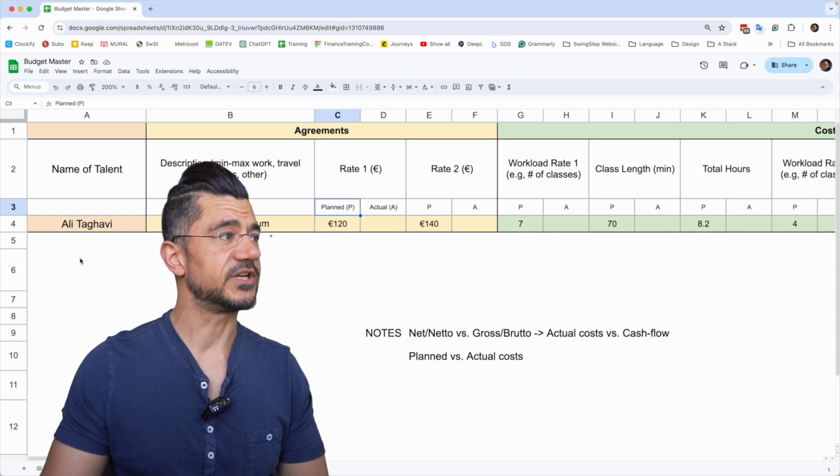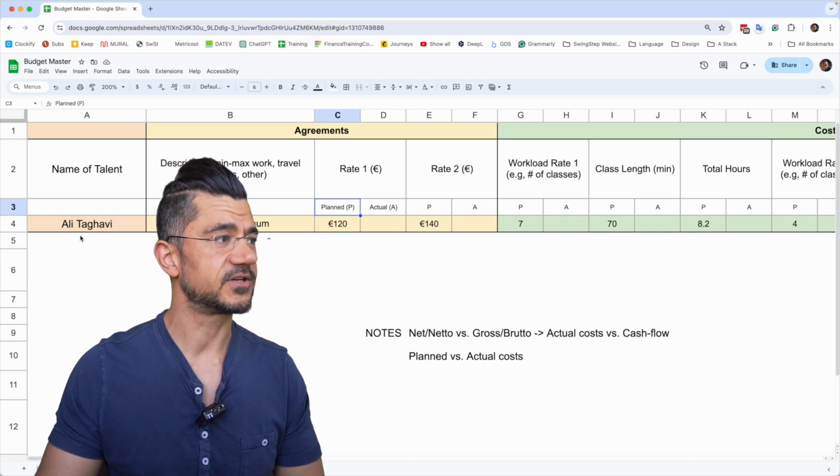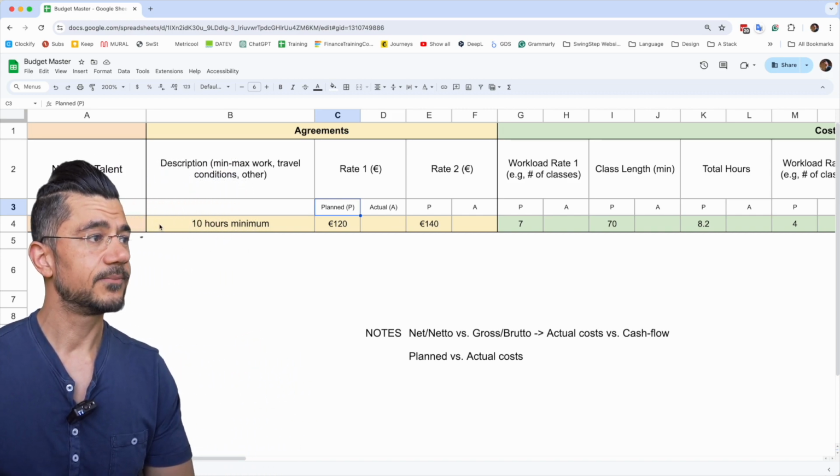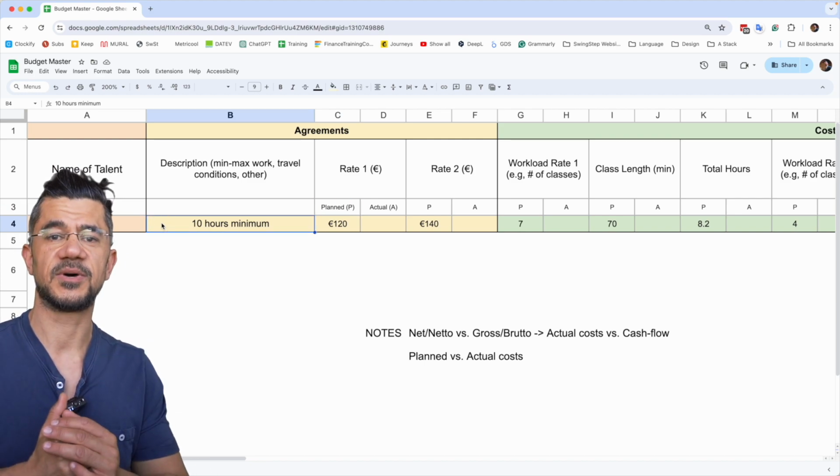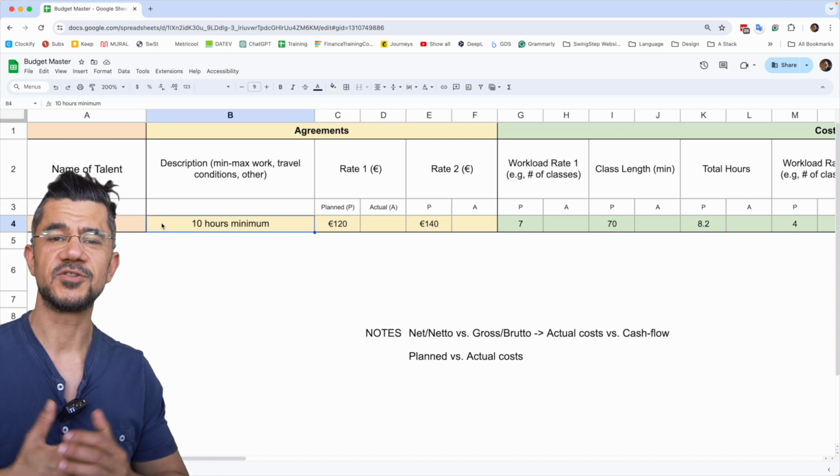Now, let's go through each of these case by case. So obviously you start with clarifying who it is, but then you start putting notes about what are some of the conditions they have.